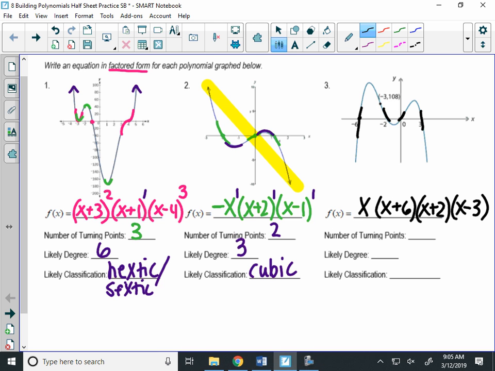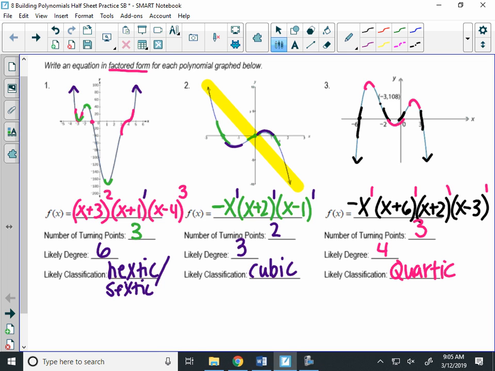All multiplicity of 1. Now, because both arrows are pointing down, that means that I have a negative leading coefficient, so I have to stick a minus in front of my equation. This graph has 1, 2, 3 turning points. The degree based on my factored form is 1, 2, 3, 4. So it is called quartic.